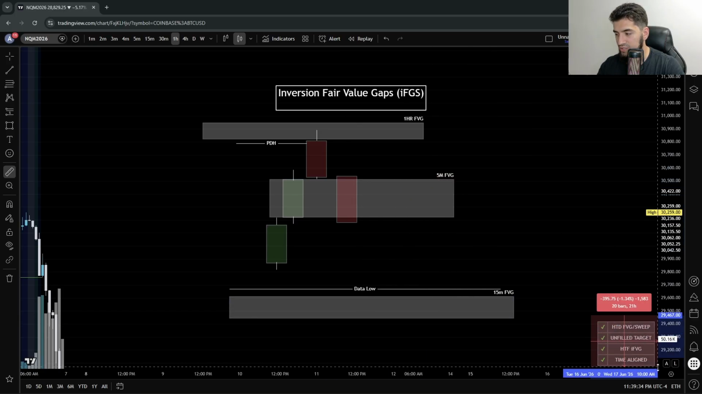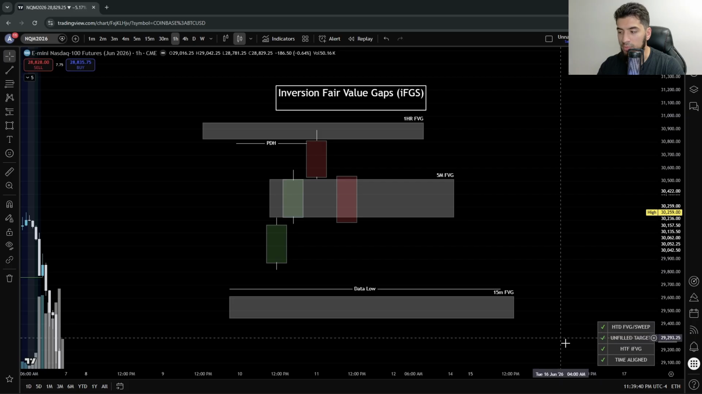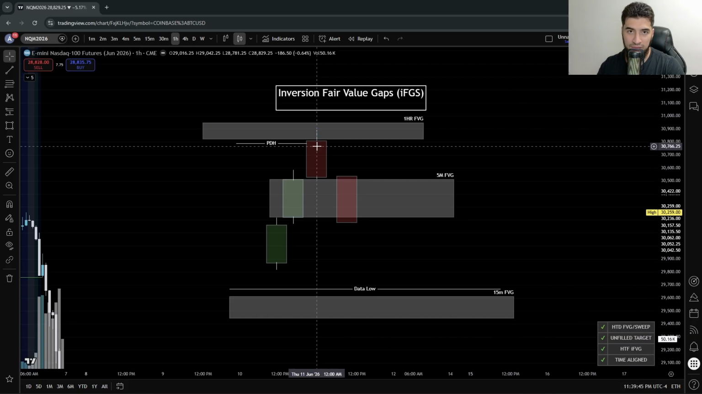And if you guys could see my checklist down below, this is my criteria for an entry model all the time, right? Do I have a high time frame fair value gap or a sweep? Do I have an unfilled target? Is this the highest time frame inversion? And is time aligned? That's the last step.